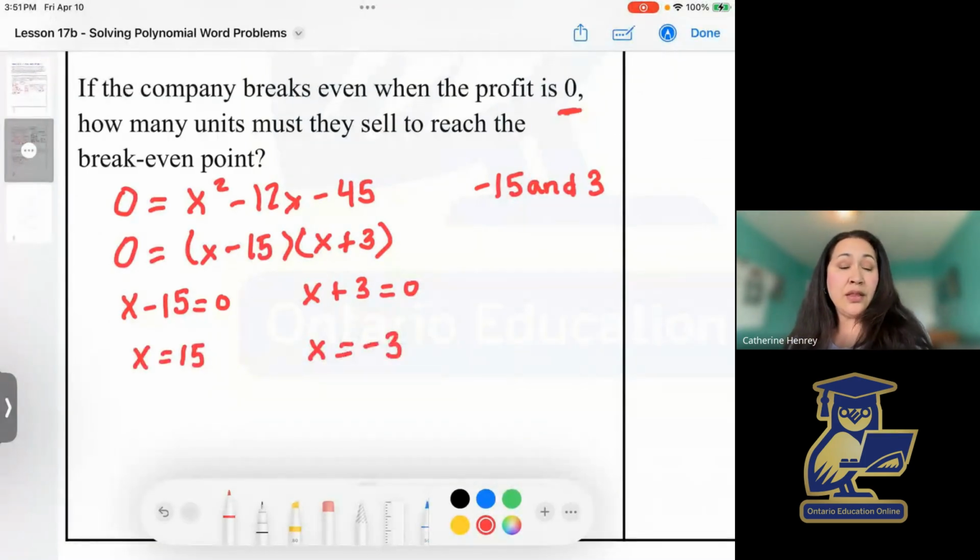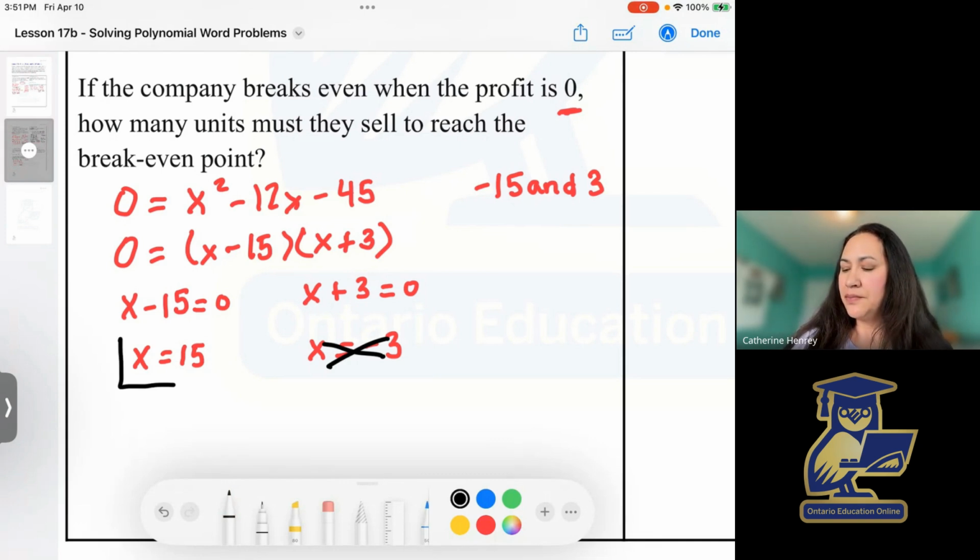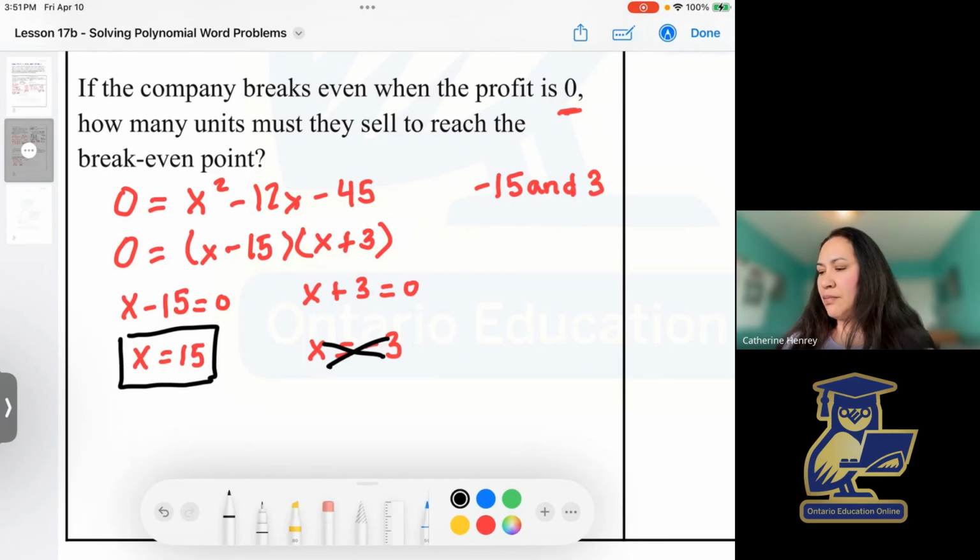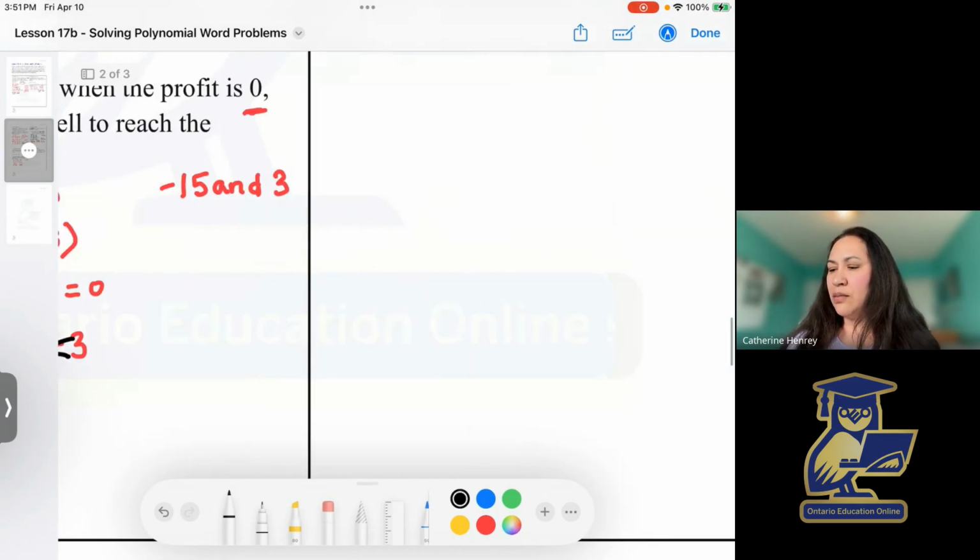Again, go back and think of the context of this problem. Is a company going to sell negative 3 of any items? That doesn't really make sense. So our solution here is 15 units. It doesn't even really tell us what they're selling, but that is our solution. And we're on to the final problem.